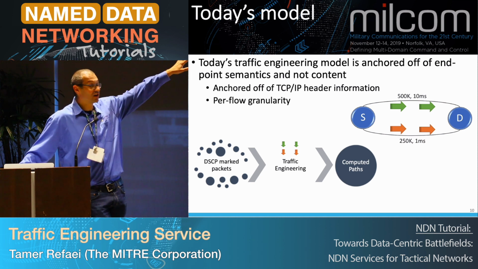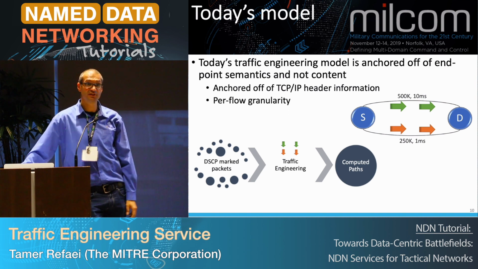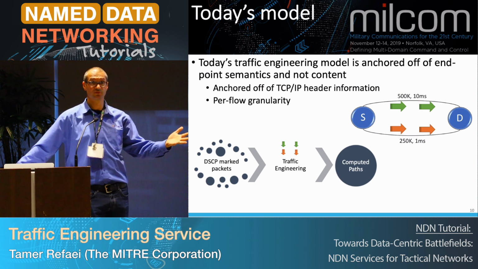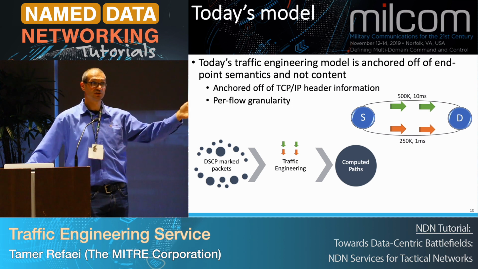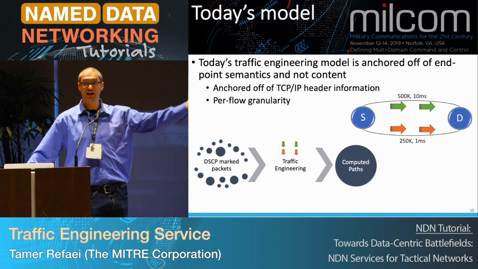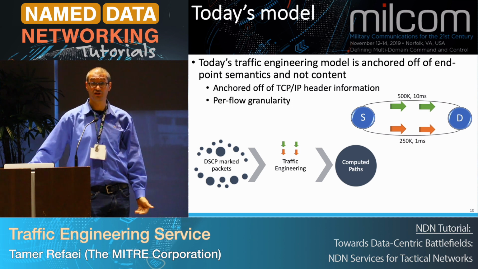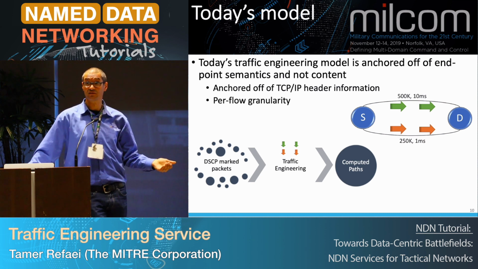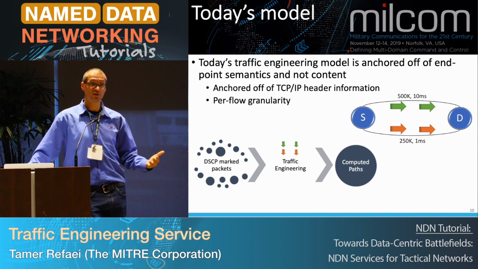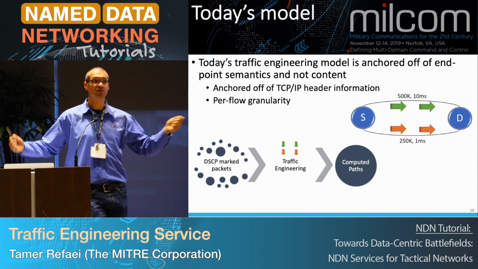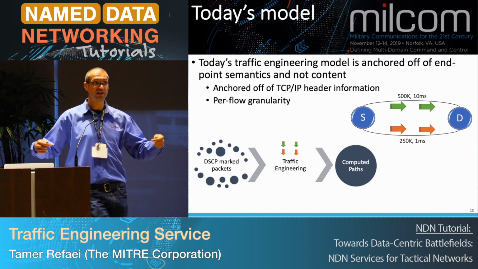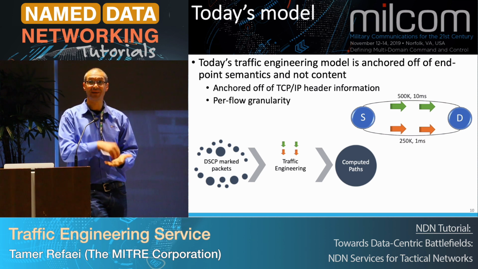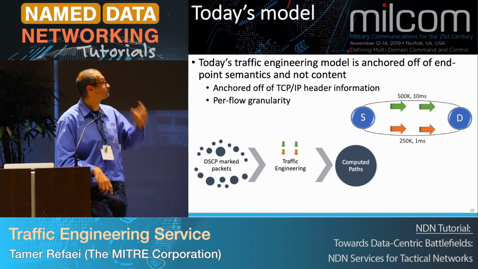But all of this is anchored off of TCP/IP header information. So you basically look at the 5-tuple: source address, source port, destination address, destination port, and protocol. And based on that, you make a decision. Is that the right granularity, right? Do we want to go deeper? To me, when you're really talking about quality of service, you're talking about the content. But we're really anchoring it off of end-host information, right? I could do better if I actually had an idea about what's in this packet, what the content is for real.